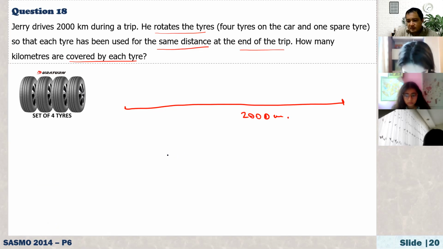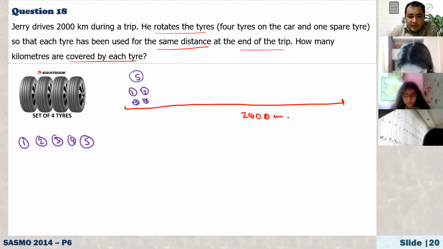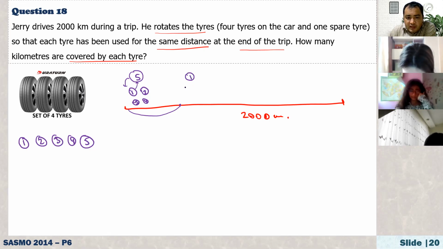Let me just number these tires. We have 5 tires: tire 1, tire 2, tire 3, tire 4, tire 5. At one time, we can use only 4 tires. Let's finish this question. Suppose I use tire 1, tire 2, tire 3, and tire 4, and tire 5 is a spare one. I will travel some distance, and after that I will change number 5 with number 1. So number 1 is the spare one, and now I'm using 5, 2, 3, and 4.